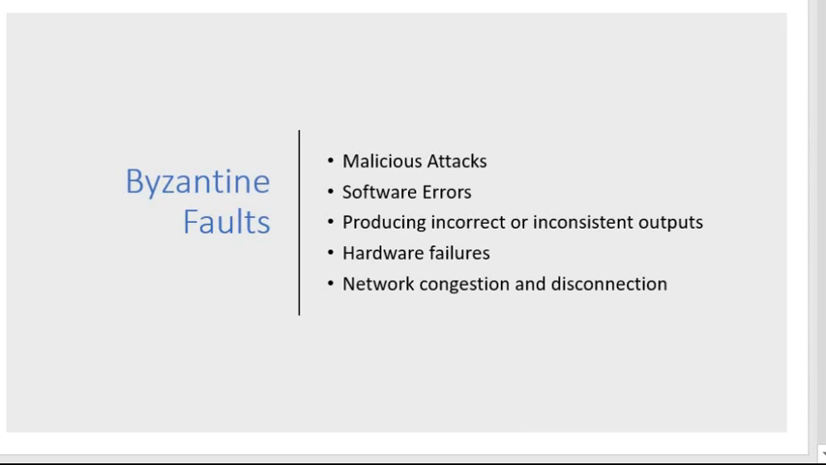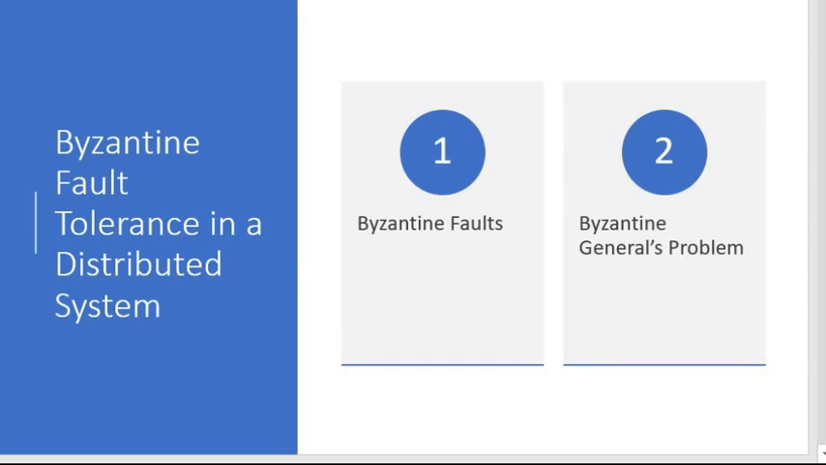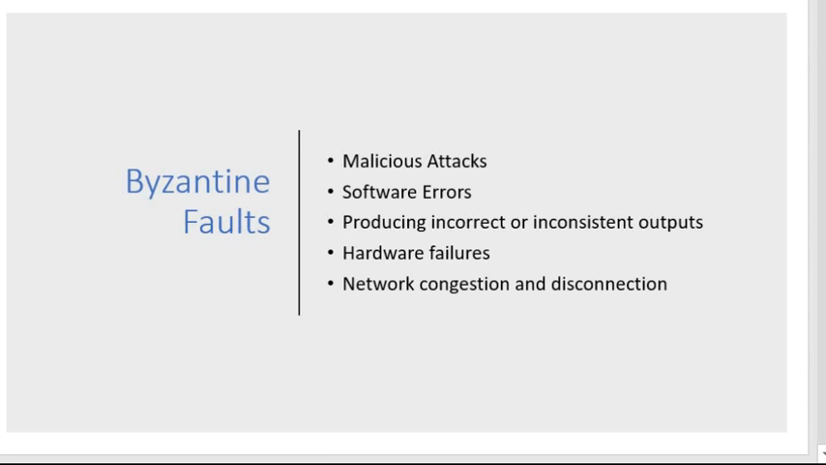First, we need to know about the Byzantine faults and the Byzantine generals problem, as I mentioned here. Coming to the Byzantine faults: malicious attacks. Due to growing technology, these attacks are also increasing. Software errors, as we all know, and producing incorrect and inconsistent outputs. We know what the answer is, but we will get some other, different answer. Hardware failures and network disconnection. These all come under the Byzantine failures.